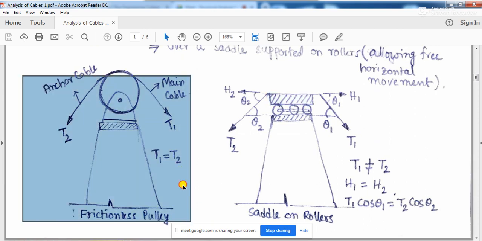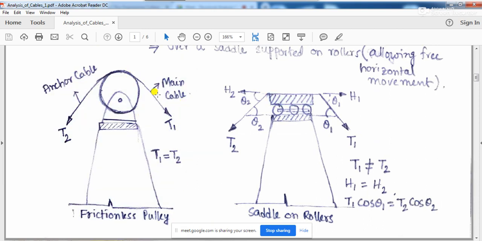So what does it mean? It means that when the tension in the main cable is T1, then this T1 will ultimately be passed over through this pulley to this anchor cable, and let's say the tension in the anchor cable is T2. But you see, for equilibrium condition in such a case, the tension in the main cable, that is T1, must be equal to T2. Okay, so this is the first thing you should understand.